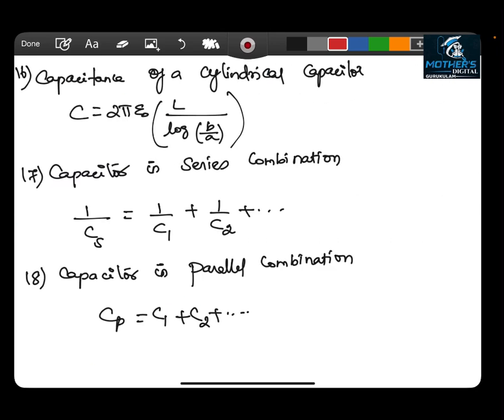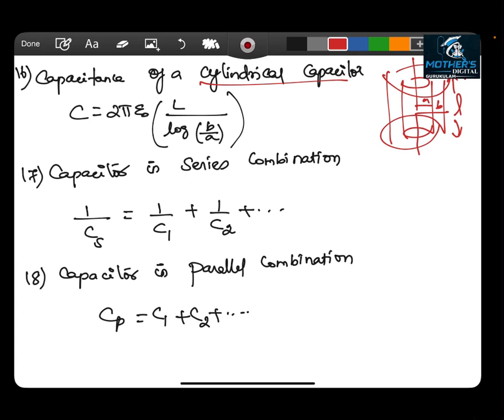The next formula, capacitance of a cylindrical capacitor. Again, they have two radii, the inner one A, the outer one B, which is given as C equal to 2 pi epsilon naught L divided by log B by A, where L is the length of the cylindrical capacitor.